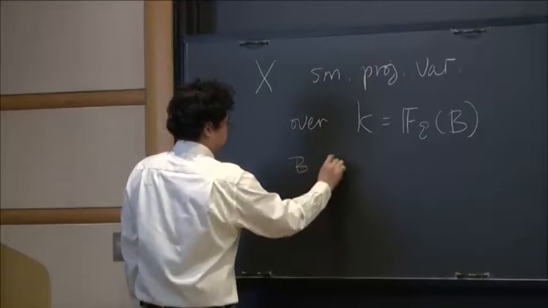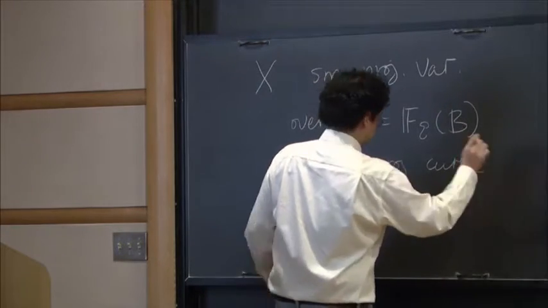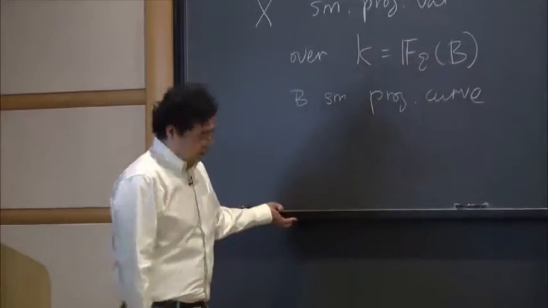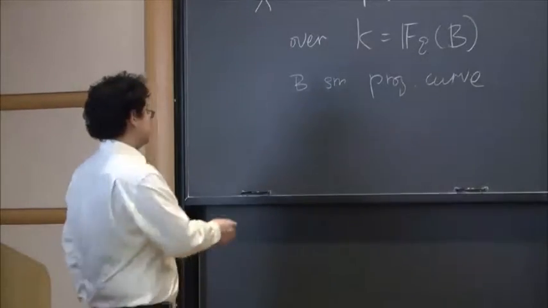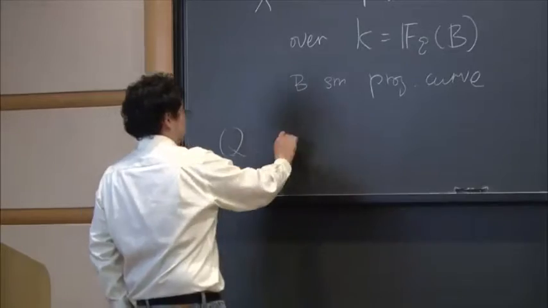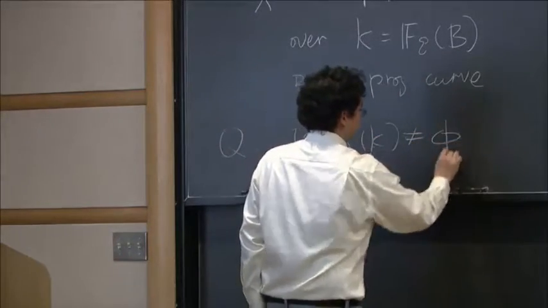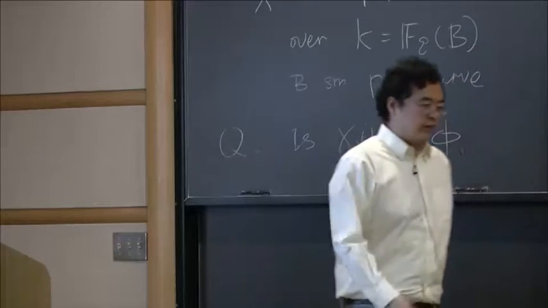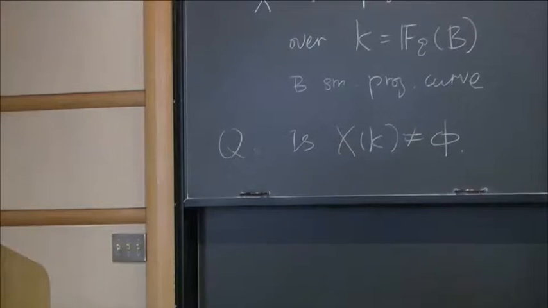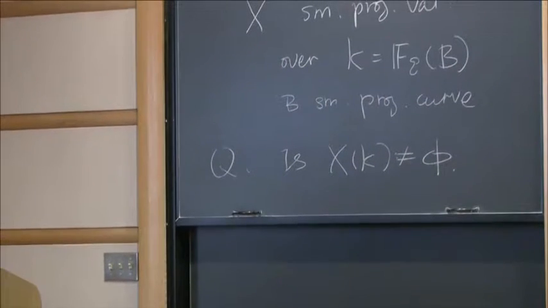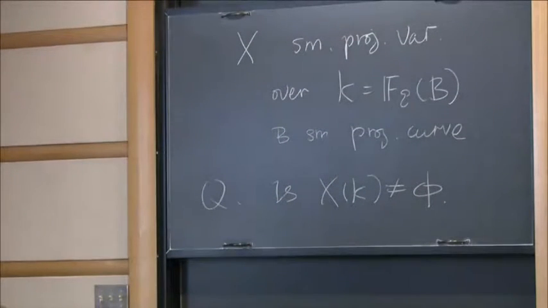So B is a smooth projective curve. Then you have a variety defined over a non-algebraically closed field. The basic question is: is the set of rational points not empty? Of course, this is a very big problem, and in general, we don't expect any uniform answer. So today I'm going to focus on the so-called local-global principle, or maybe Hasse principle, for this question.